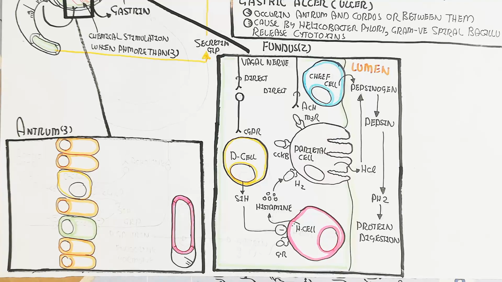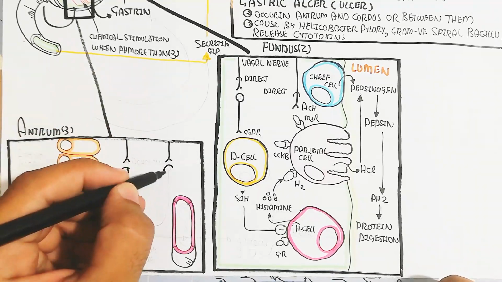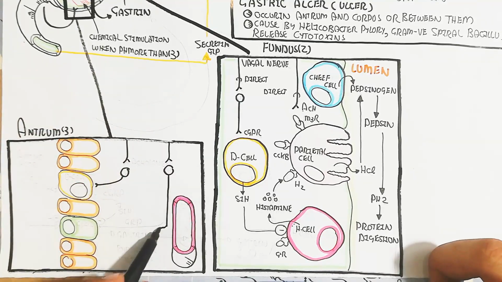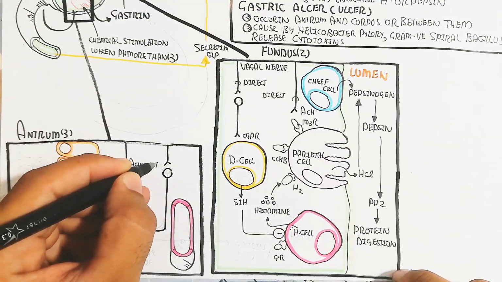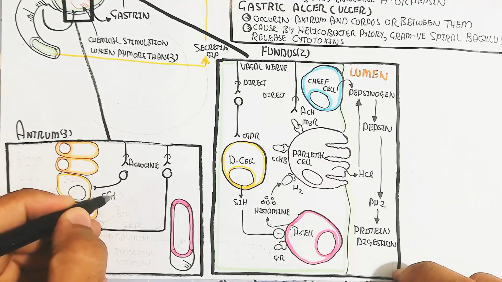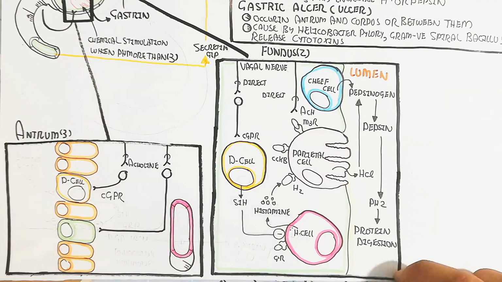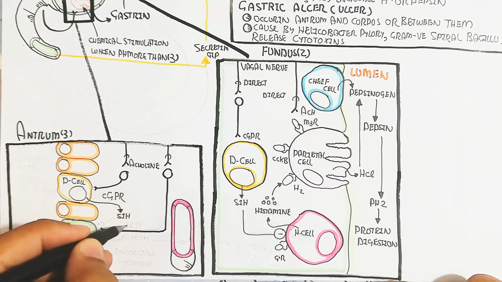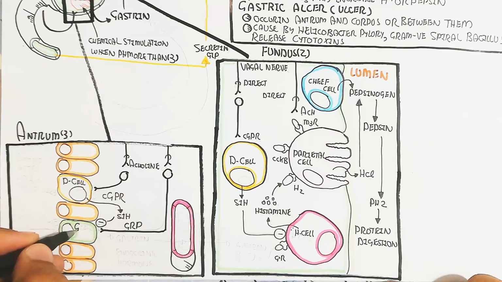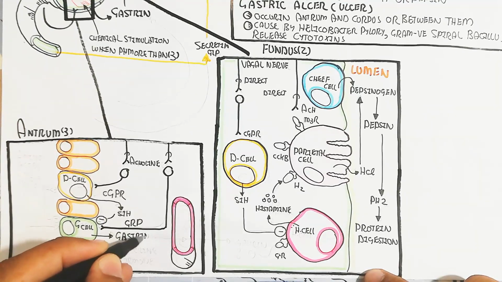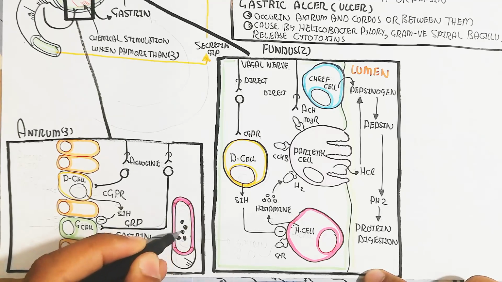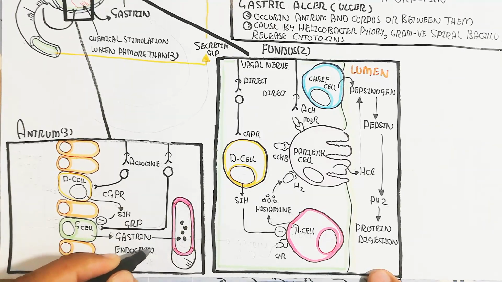On the other hand, the acetylcholine neurotransmitter released from the vagal nerve will activate the muscarinic 3 receptor. This is the antrum region. The acetylcholine will be released and activate the D cell to produce somatostatin, and in this way it will inhibit the G cell from producing gastrin.